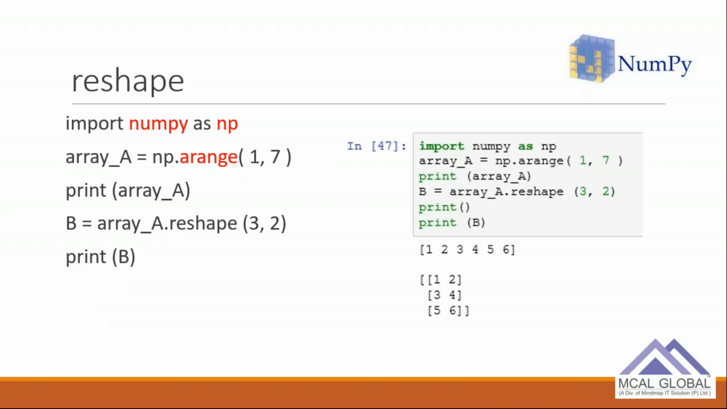Now, reshape. This is very important. For example, you have a unidimensional array, 1, 2, 3, 4, 5, 6. It's a linear array and you want to make it in the form of a matrix. So just write a.reshape(3, 2). You are reshaping this into 3 cross 2, so 3 rows and 2 columns. Then you print this. 1, 2, 3, 4, 5, 6 is a linear thing, and then it becomes a matrix. Any questions till now?